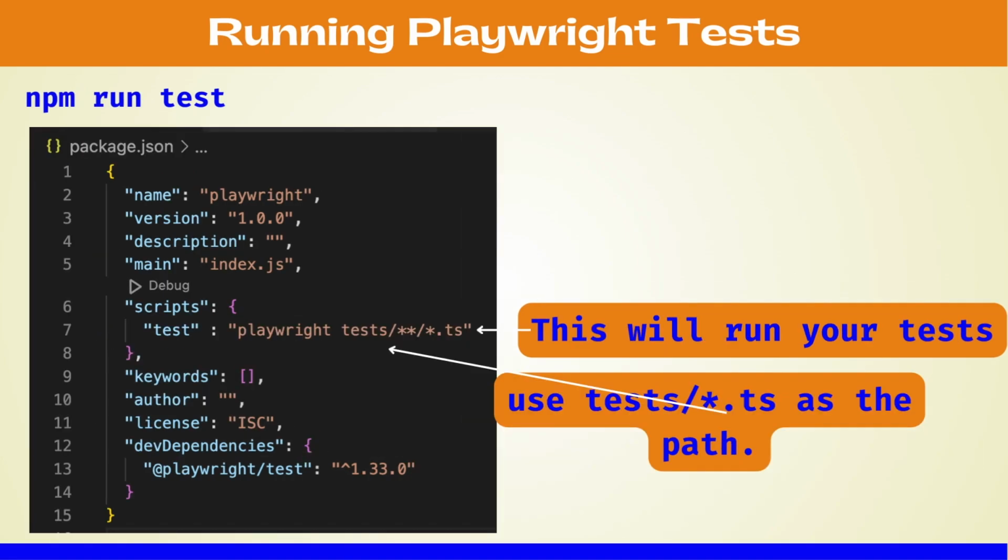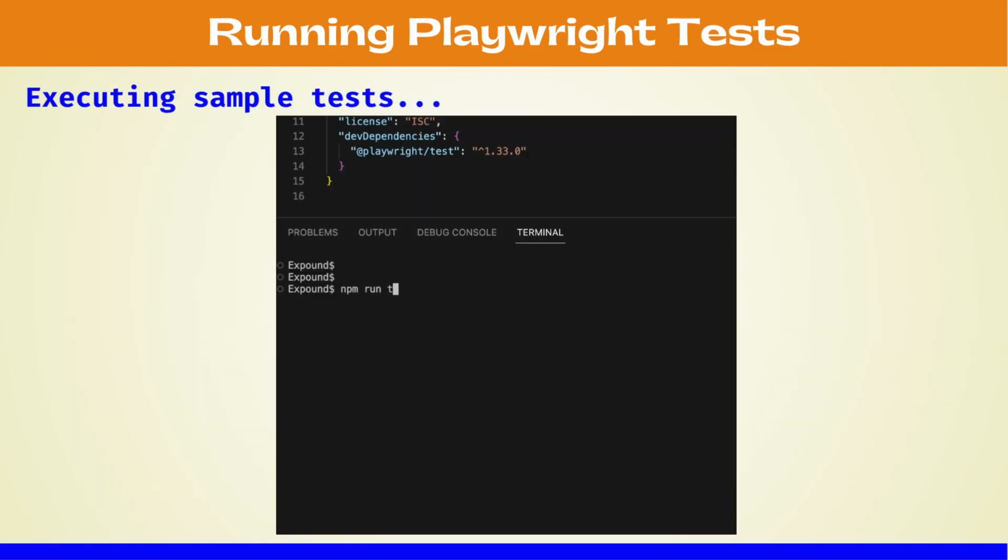Then let's create a key called test and update the command as in the video. So npm run test will be the command to execute all the tests in the test folder. When you run the command npm run test in your terminal, it now runs all the sample test files for you.